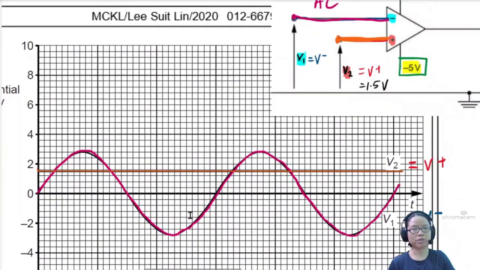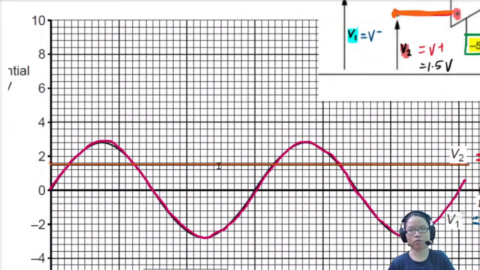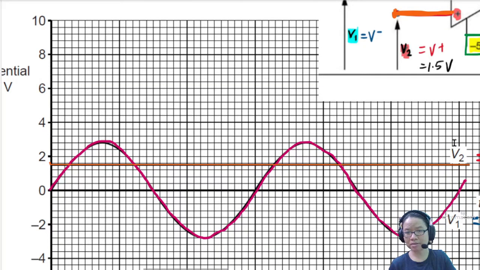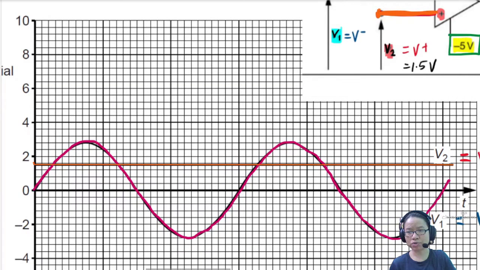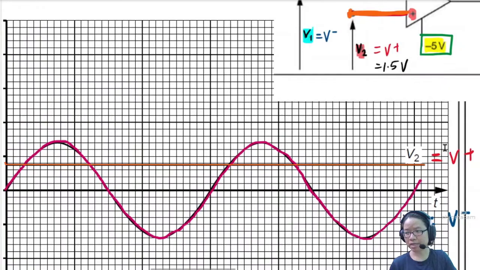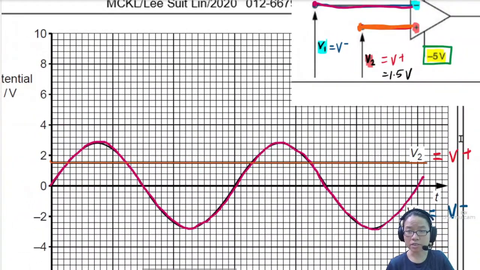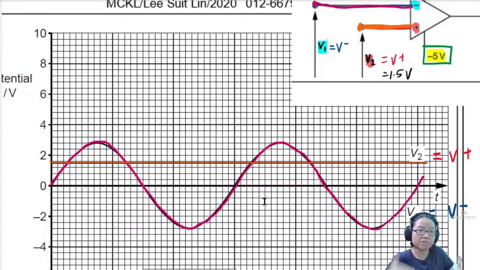Alright, we're going to draw that as positive 5 volt, because V plus is bigger. So since V2 is V plus, and V plus is bigger, let me make sure you can see on the screen. V2 is V plus and V plus is greater. All the parts where the orange is above the purple, 5 volt positive. Okay, so I'm going to draw out this 5 volt in blue color. Okay, so 5 is here.